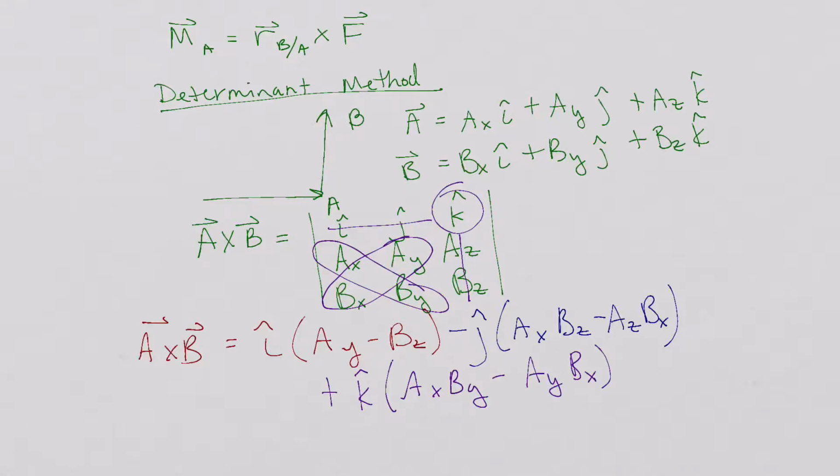And that's the determinant method for figuring out cross products. I was looking over my notes really quickly, and I apparently talked but didn't write down what I was supposed to. For the i, it's AY times BZ, excuse me. So AY BZ minus AZ BY. So that's the determinant method.